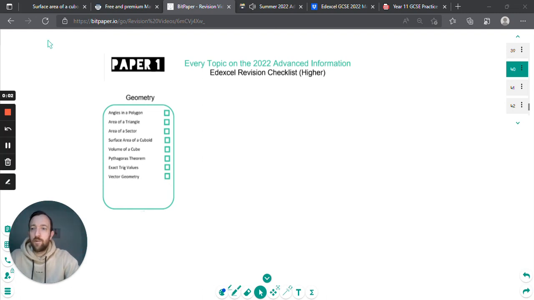Hello everyone. So I thought what we'd do for this week is we'd focus on paper one. Okay, so what we're going to look at first, I'm focusing on the higher tier for this week. There'll be a lot of crossover topics, so all the grade 4, all the grade 5 topics that are on the foundation paper as well.